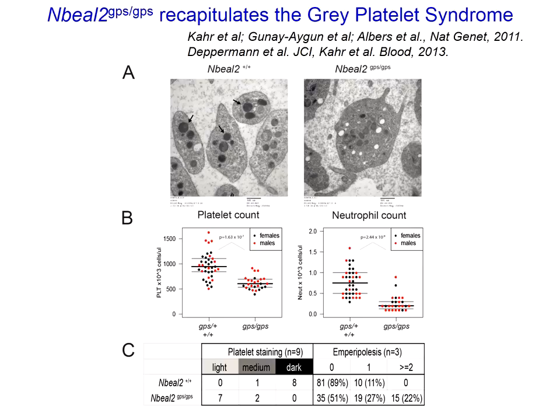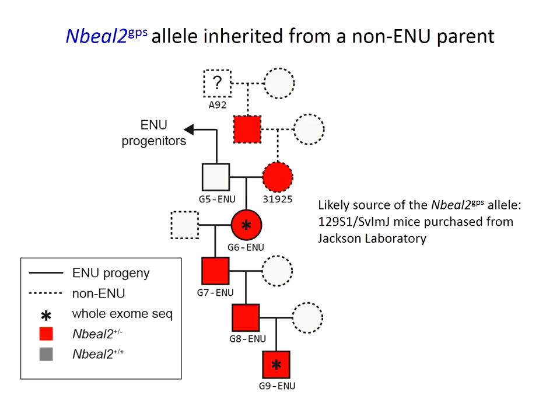But here came the surprise. When we traced this mutation back through the pedigree, we were surprised to find that this mutation was not induced by ENU at all. Here's the parent carrying the ENU-induced mutations. This was in the other parent, and in fact, we could trace this mutation back to a 129 mouse that we had obtained from Jackson Labs. I think this is a very important cautionary tale for anyone who does mouse research, and actually anyone who does human research.